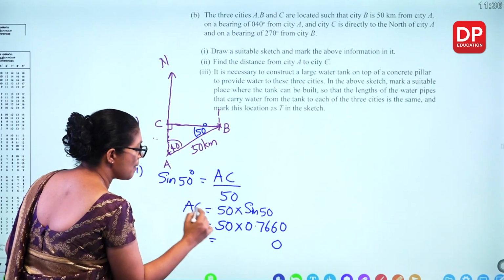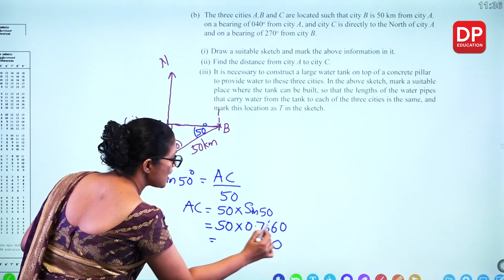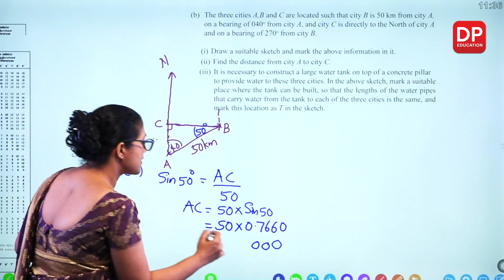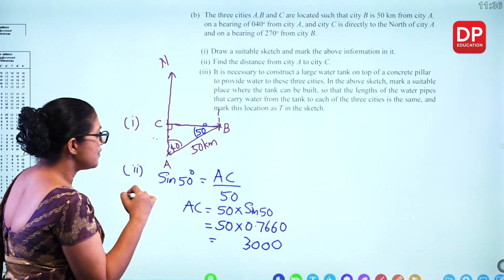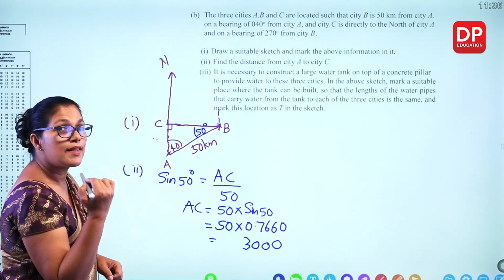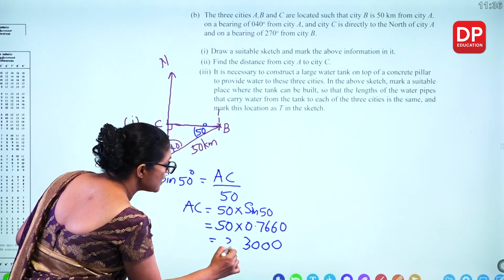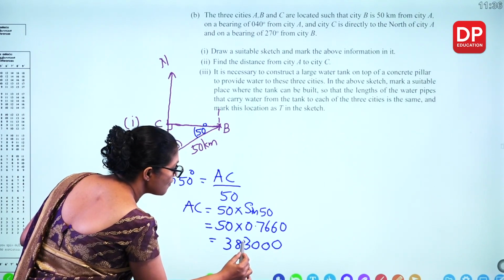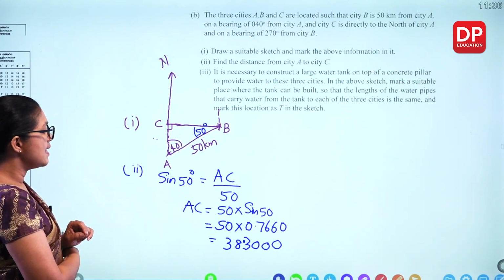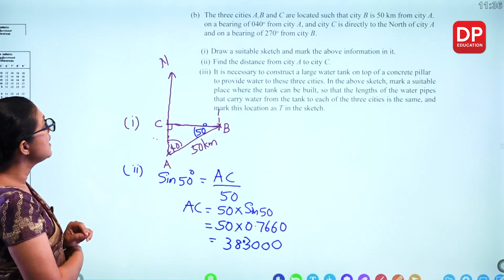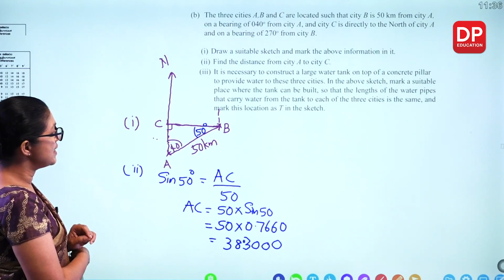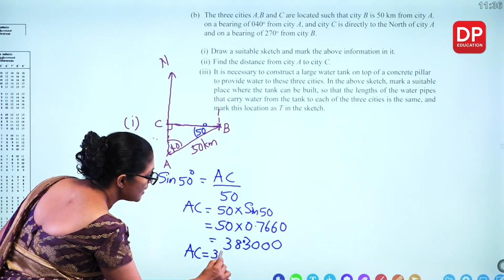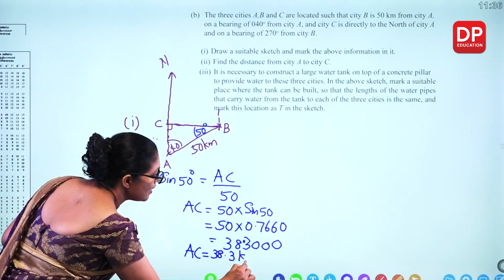Put 0 and multiply by 5. 5 times 0, 0. 5 times 6, 30. 3 zeros. 5 times 6, 30. Plus 3, 33. 3 remaining. 5 times 7, 35. Plus 3, 38. 4 decimal places you have to keep. So AC is 38.3 kilometers. So AC is 38.3 kilometers.